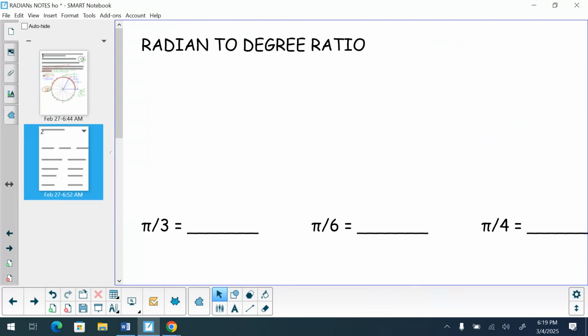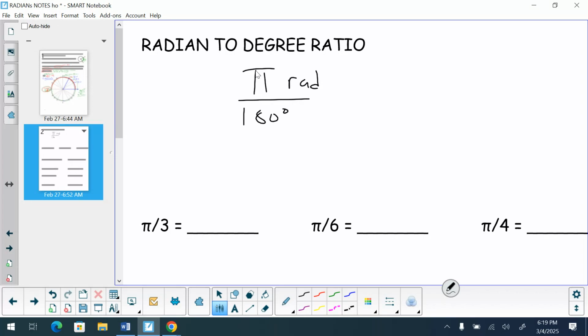So if we take a look, there's a proportion that we can use that can convert any radians into degrees and degrees into radians. And the key idea here is pi radians is equal to 180 degrees. And once again, this is a ratio and a proportion. This will equal x number of radians over theta number of degrees. And if we utilize this, we can always convert anything from radians to degrees or degrees back to radians.